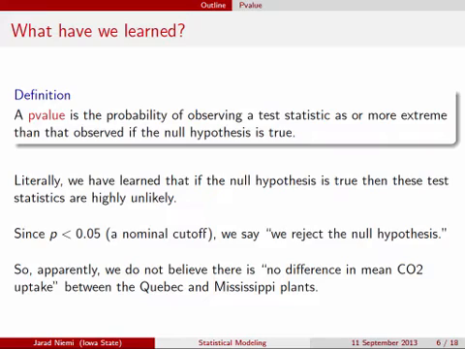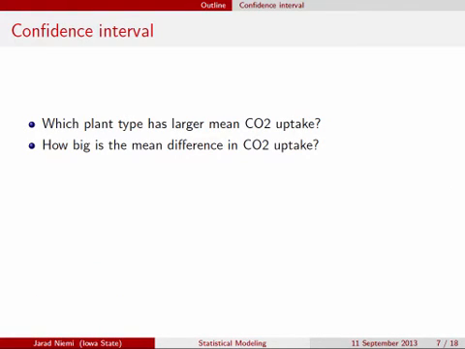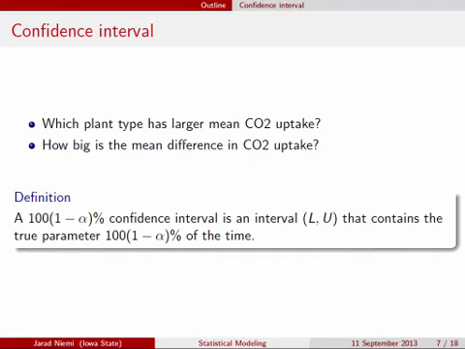So this historically is the way that most scientific papers were written. They just present the p-value. The literature is moving from just presenting p-values to presenting confidence intervals in addition. Because confidence intervals end up being much more informative about what's going on. So as you already pointed out, we might want to know which plant type has a larger mean CO2 uptake or how big that difference is. Those are the questions that are probably more interesting to you as a scientist. And in order to do that, we need to have a confidence interval.